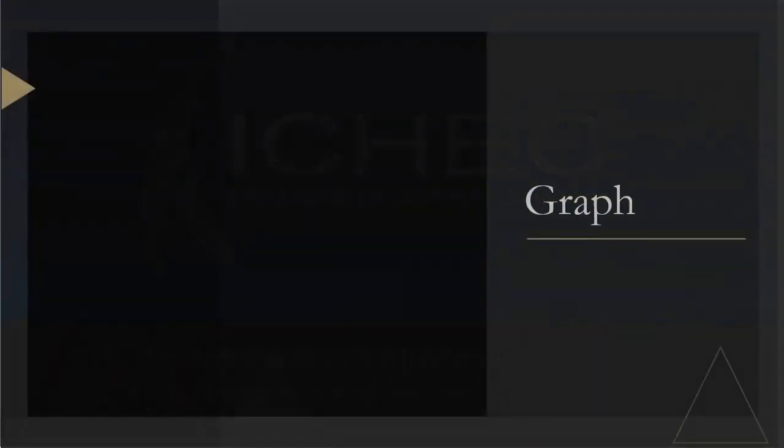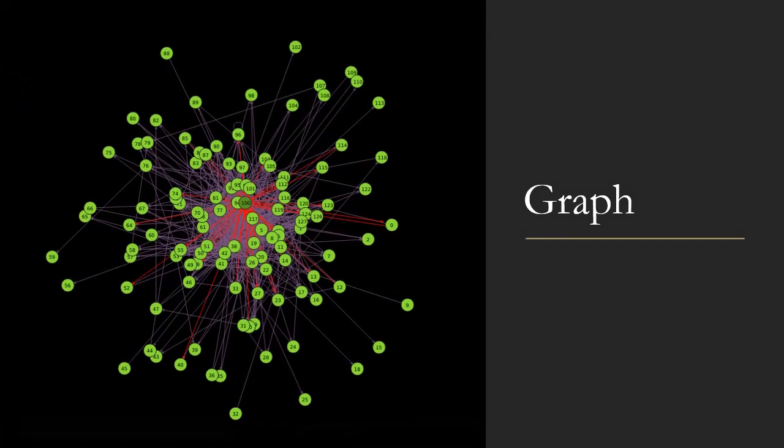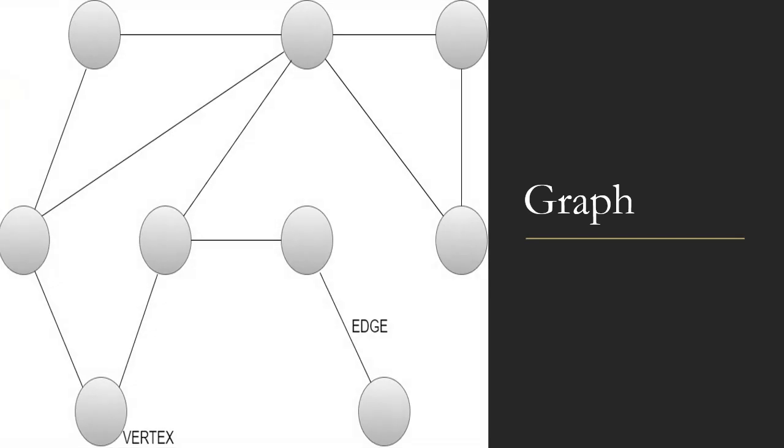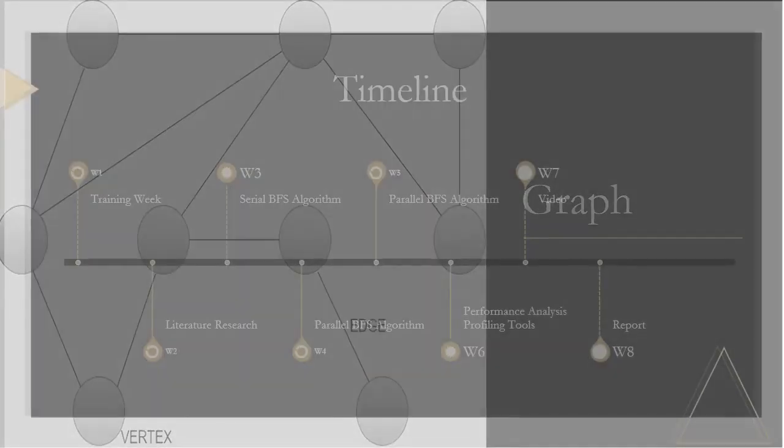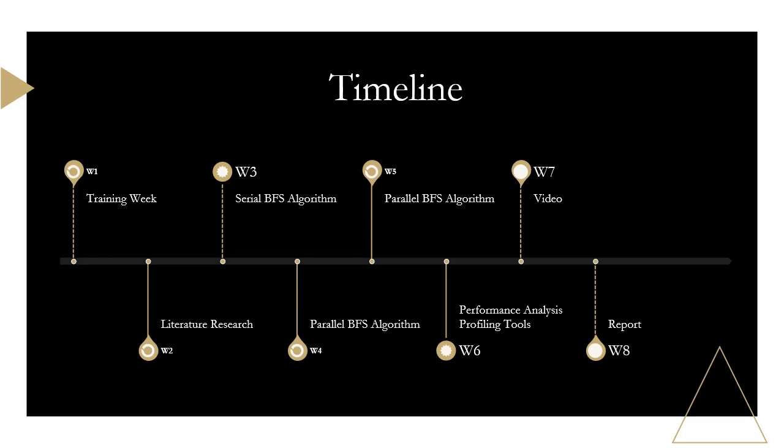Graphs are widely used in representing many practical applications, such as social networks, computer networks, and data organization. They consist of vertices and edges, and breadth-first search, BFS, is one of the core graph-based searching algorithms. In this research, serial and parallel BFS algorithms are implemented on CPU and GPU respectively, and performance analysis is examined.